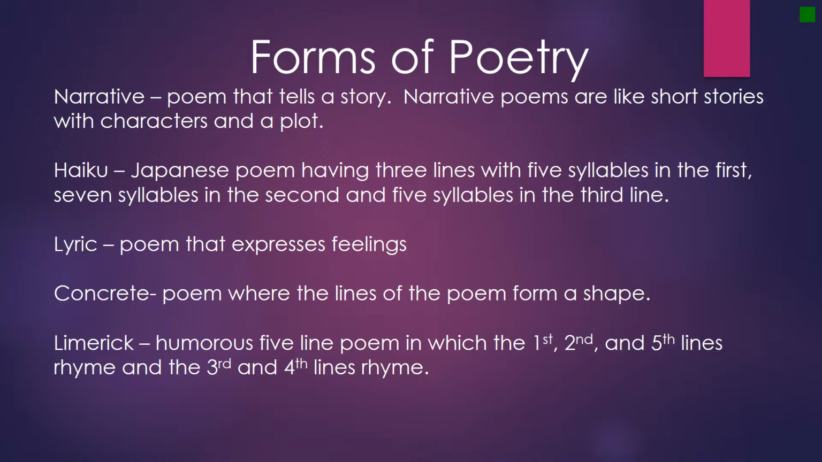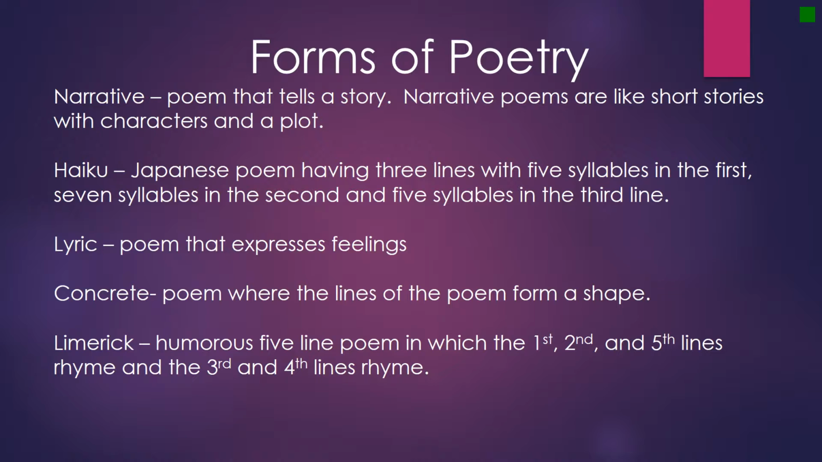The next one is a haiku, and a haiku is a Japanese poem. It only has 3 lines in it. The first line has 5 syllables in it. The second line has 7 syllables, and the third line has 5 syllables. Okay? So it can only have 3 lines in the whole poem.